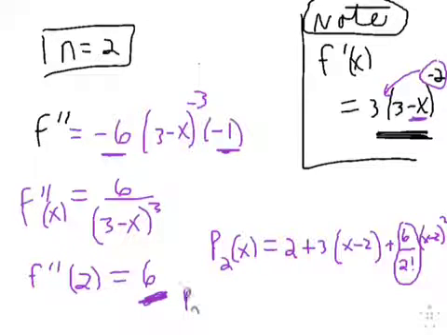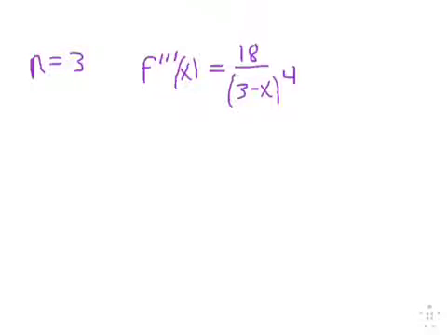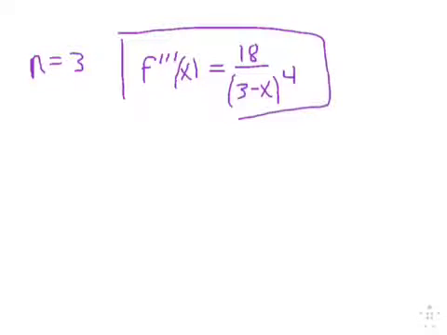So let's rewrite. The second order polynomial then will be 2 plus 3 times x minus 2 plus, that's going to clean up to be 3, so 3 times x minus 2, whole thing squared. Then on the next slide we can go for the third order, and so on and so forth. I'll leave you to verify then that the third derivative is going to be 18 over 3 minus x, whole thing to the 4th power. And therefore the third derivative evaluated at 2 is just going to lead us to 18.